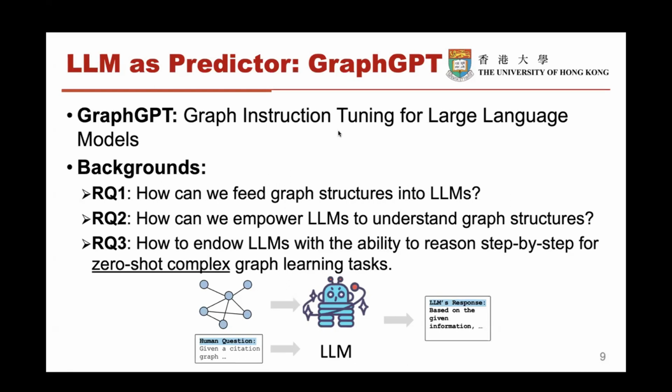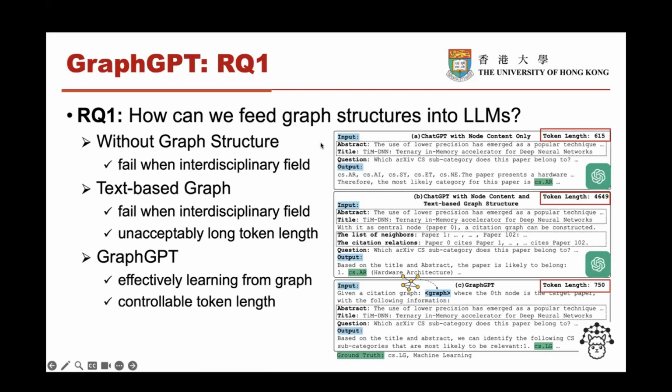And finally, how to endow LLMs with the ability to reason step by step for zero-shot complex graph learning tasks. Generally, we would like to figure out: can LLMs be zero-shot graph learners? That is, can LLMs do unseen graph tasks? So we would like to address these challenges one by one.